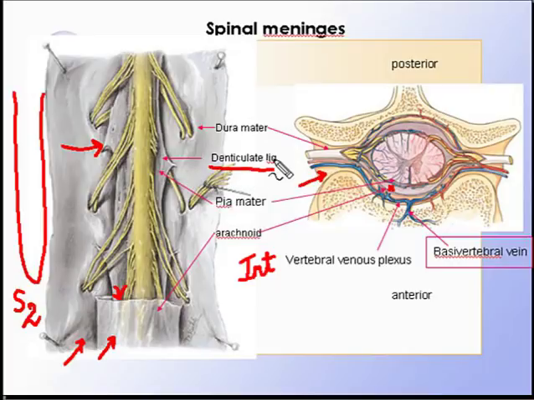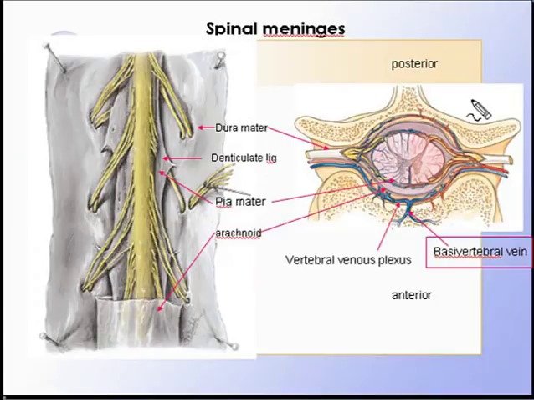And you can also see the tooth-like projection up here. This pierces the arachnoid and goes and attaches to the dura mater, and it helps to anchor the spinal cord. So these denticulate ligaments are seen at different intervals, and they are rather important.